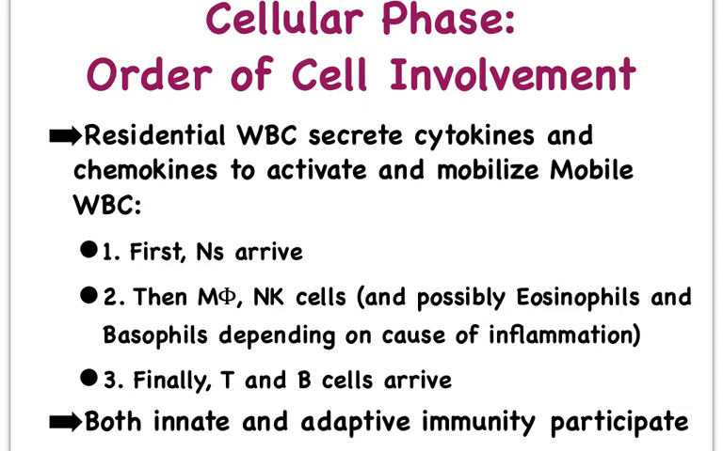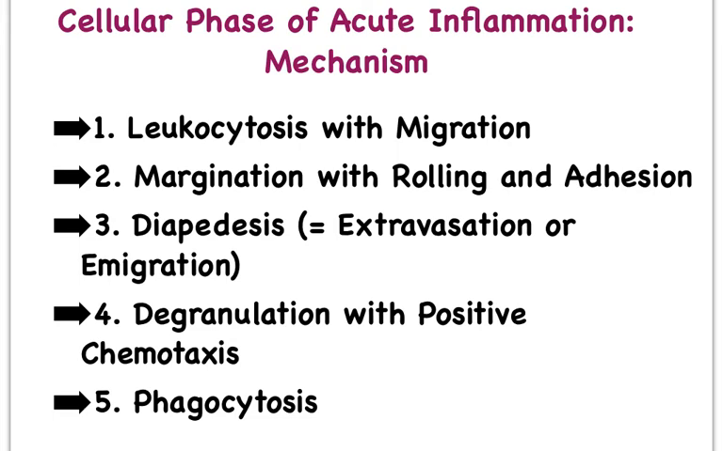The innate immune system will be the one that kicks in first, but we're going to very quickly see that the adaptive immune system, with the help of your B and T cells, is going to play an important role as well. So next we're going to take a very close look at the detailed steps that the cellular phase goes through. And they are listed here.